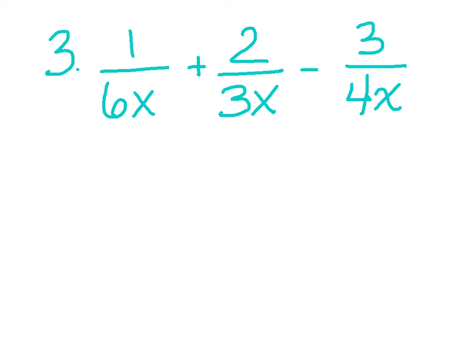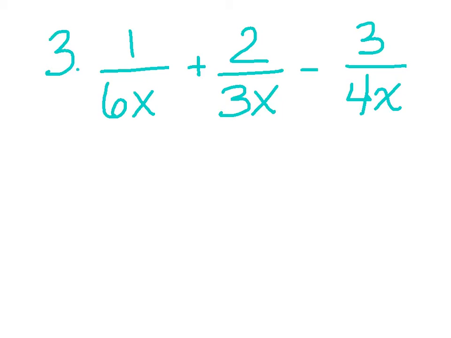Example 3. I have 1/6x plus 2/3x minus 3/4x. Alright, so again, our goal is to focus on the denominators, and I'm going to start with the 6, the 3, and the 4. And I'm just looking for a number that all three of those go into. And I would say the smallest number they go into is 12.